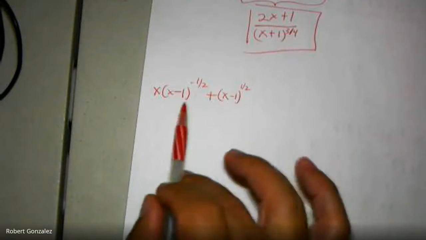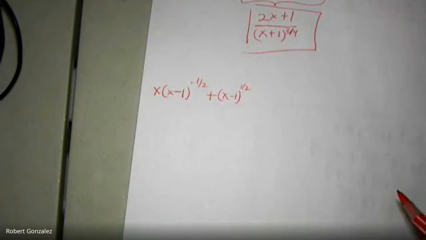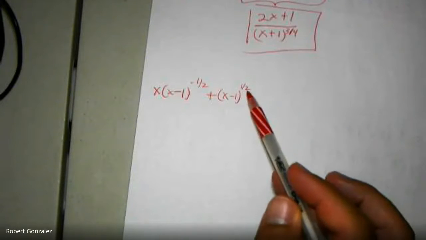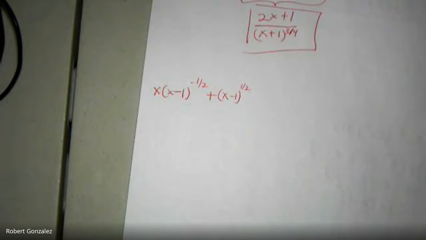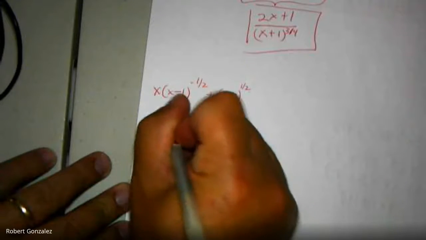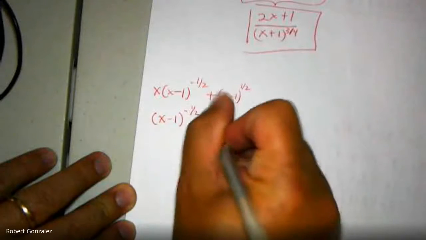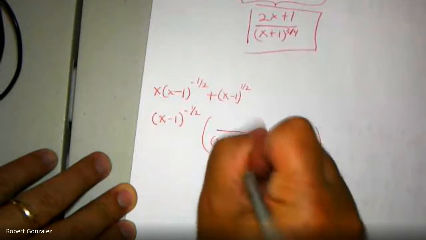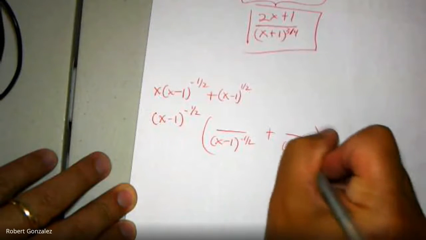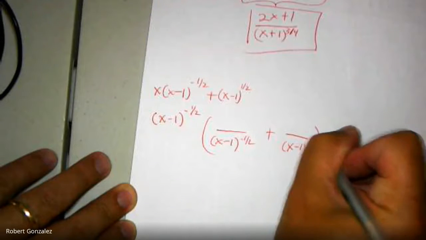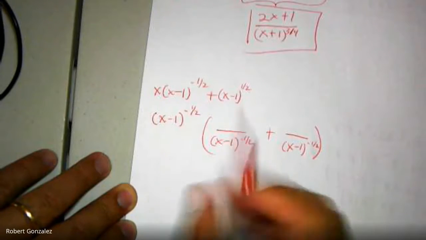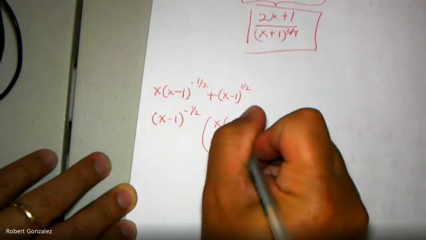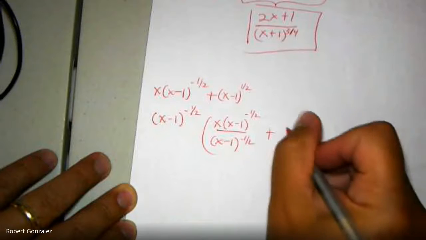Okay, what is the smaller of the two exponents? Is it the 1/2 or the negative 1/2? Negative 1/2. That's what I'm going to factor out. I'm going to rewrite the rest with my x minus 1 to the negative 1/2 on the bottom, because that's what I'm factoring out. Factoring is the same as dividing out. I'm left with this whole term on top and this whole term on top.